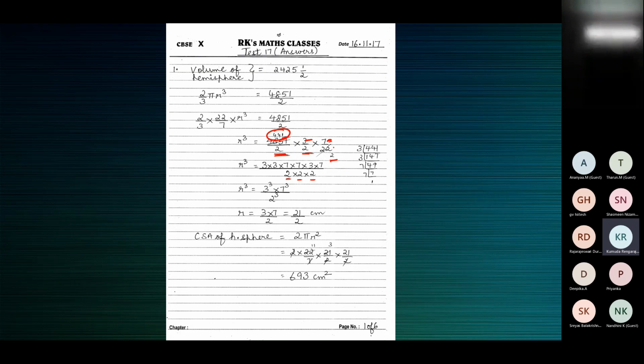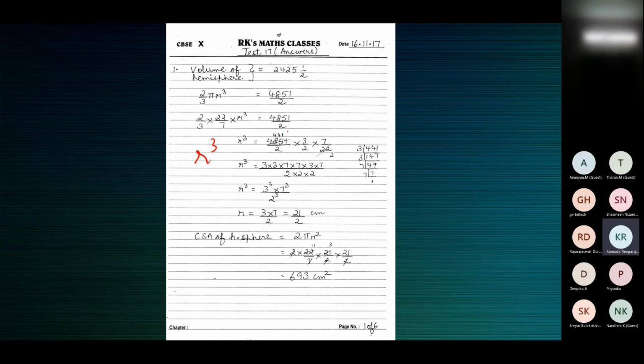Don't multiply, because r cubed is this value. You need to find the value of r. The LHS is a perfect cube, r cubed, so we'll express the RHS also as a perfect cube. How can we do that? Take this number 441 and find its prime factors. You can write 441 as 3 into 3 into 7 into 7.